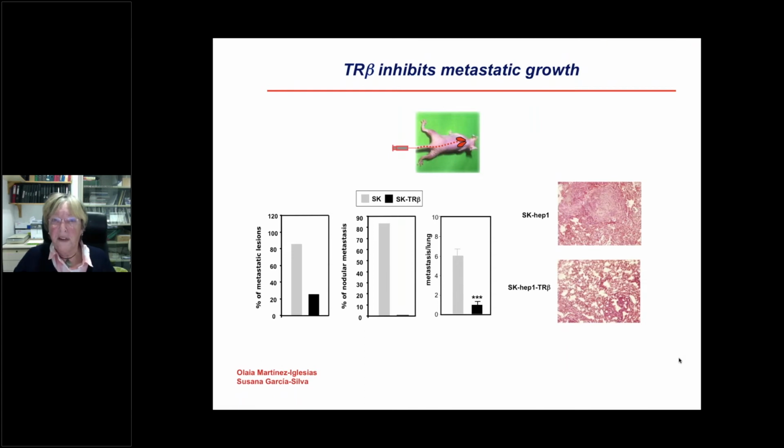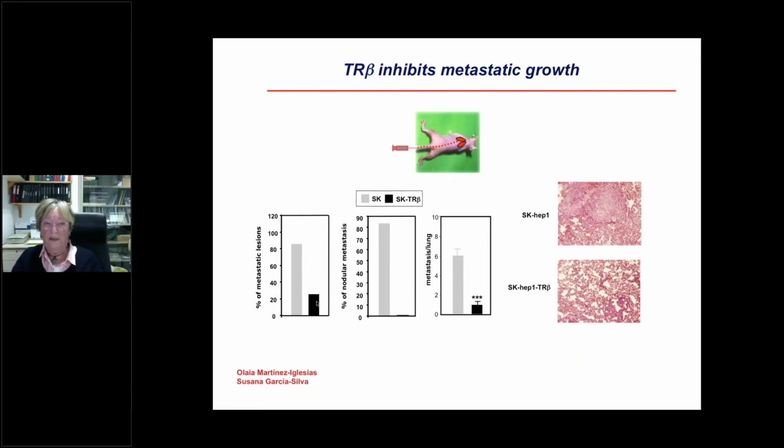And also the receptor had an important anti-metastatic effect in these experiments of formation of experimental metastases, in which the cells are injected into the tail vein of the immunodeficient mice, and we look at the formation of metastases in the lungs after 1 month. We could observe that most of the animals that are injected with the parental cells develop metastatic lesions in the lungs, but less than 30% of the animals injected with TR beta expressing cells had metastases.